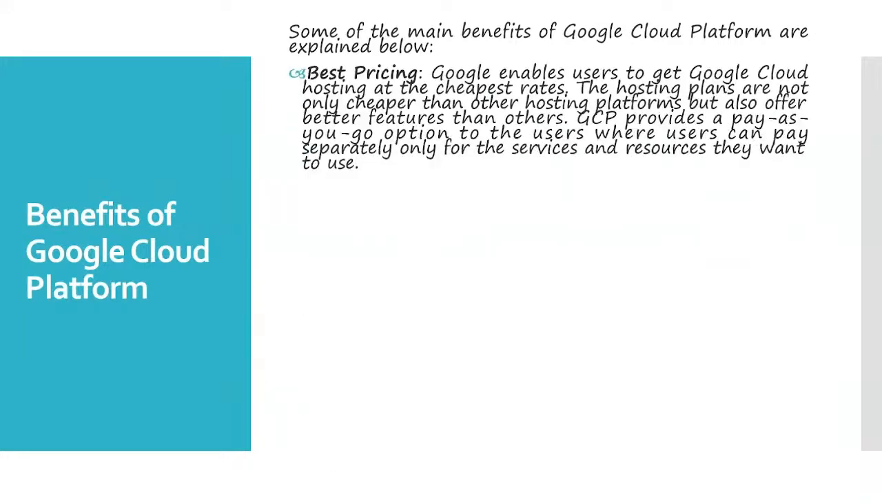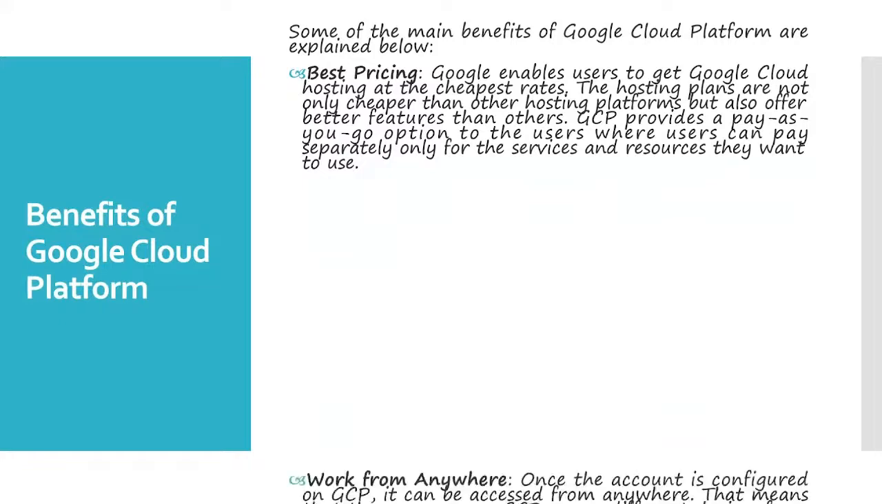the first is simply the best pricing. Google enables users to get cloud hosting at the cheapest rates. The hosting plans are not only cheaper than other hosting platforms, but also offer good features as compared to other service providers. And simply, GCP provides a pay as you go option, which is present in AWS also. It is provided here also to the users, where users can pay separately only for the services and resources they want to use.